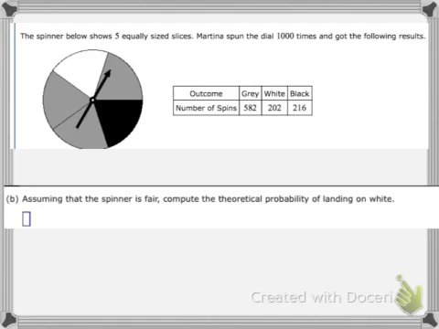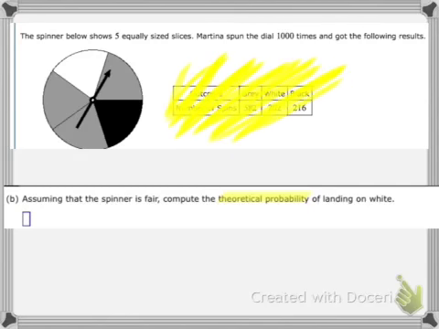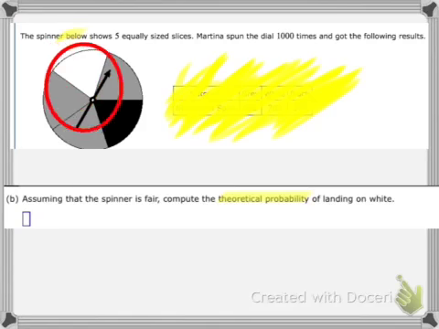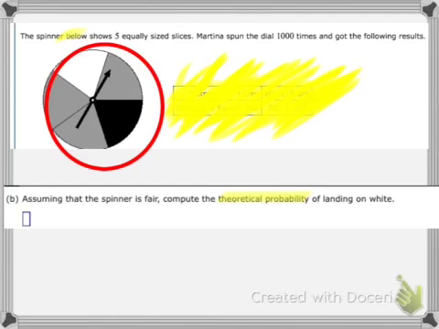B. Assuming that the spinner is fair, compute the theoretical probability of landing on white. Well, first thing is theoretical probability. In this one, you do not use the chart at all. Theoretical does not use any experimental data. Theoretical is by theory. So you're just going to look based on this picture right here. It says theoretical probability of landing on white.